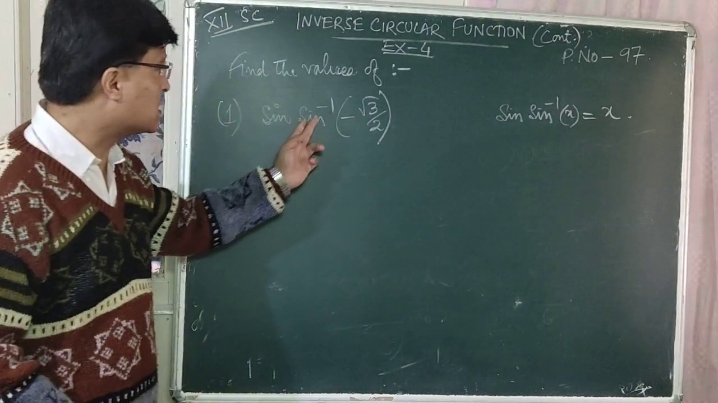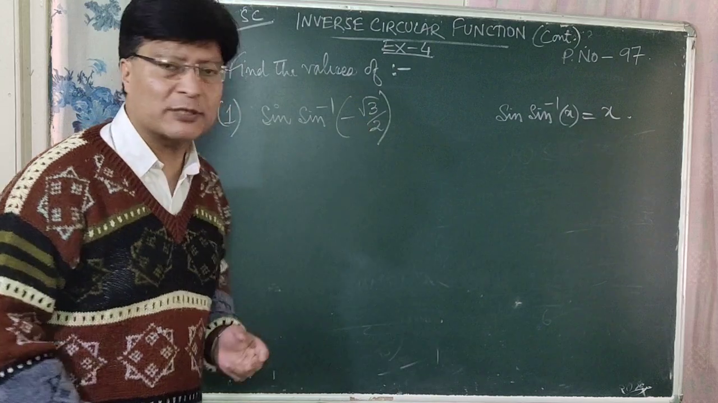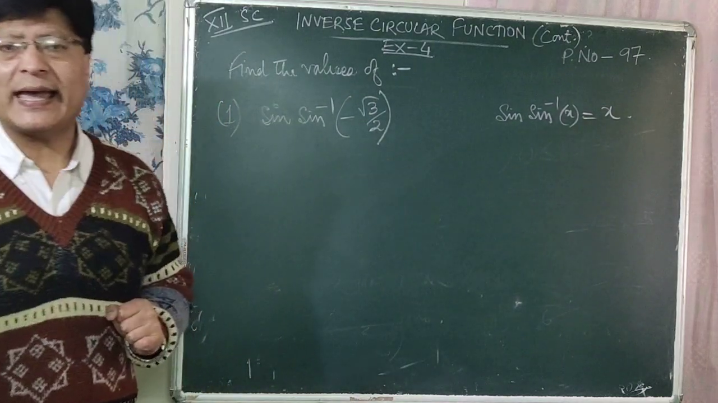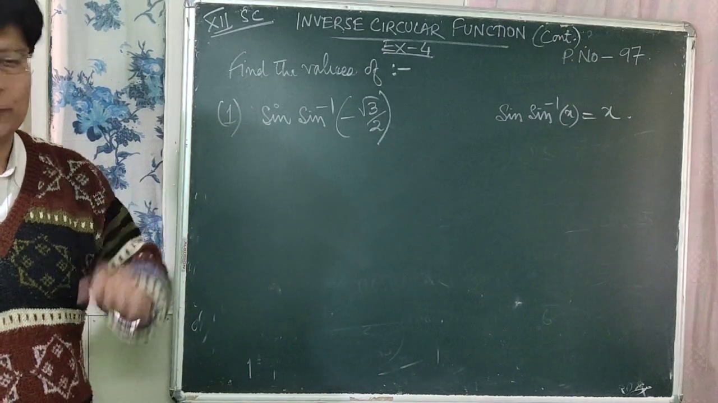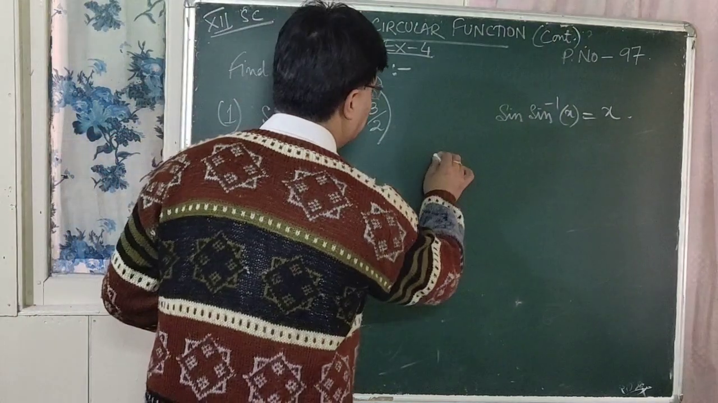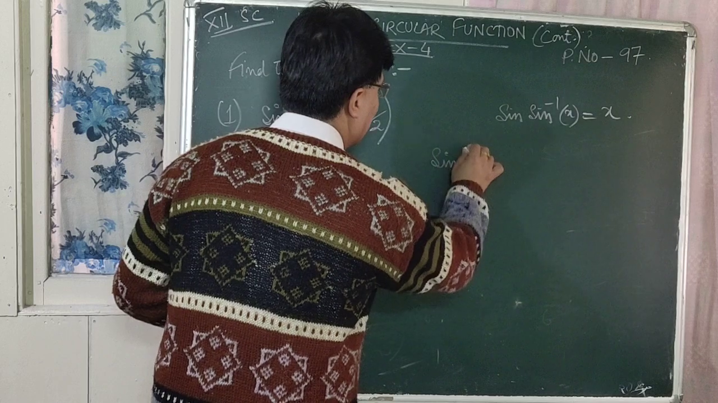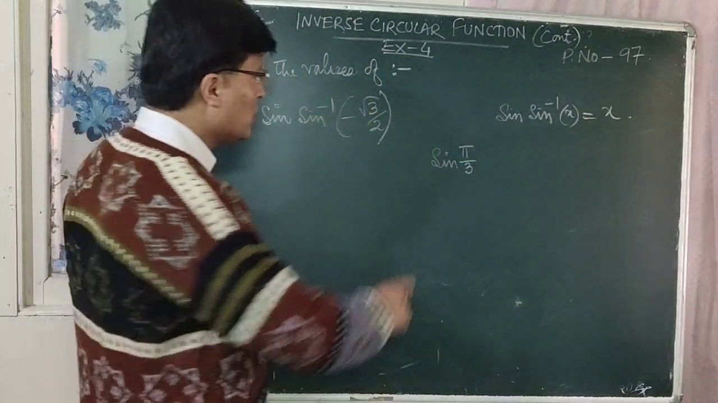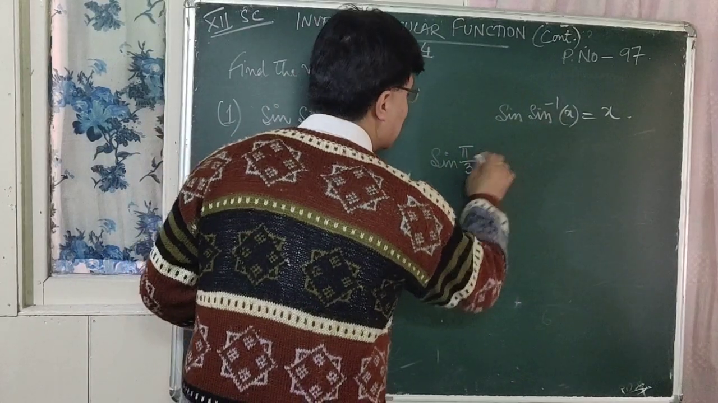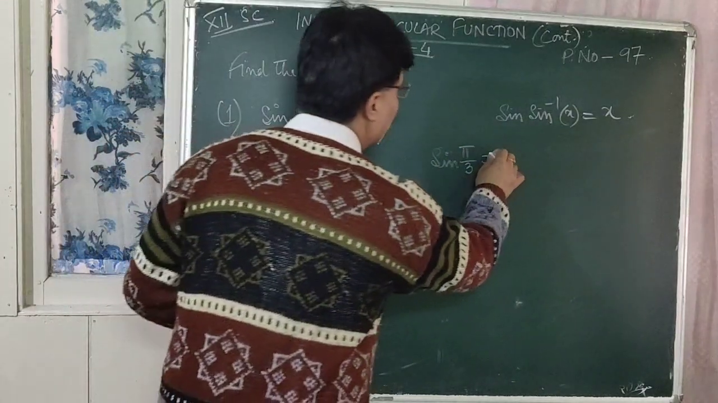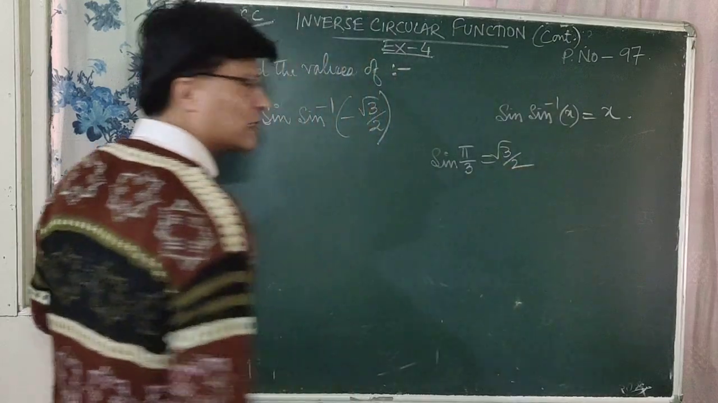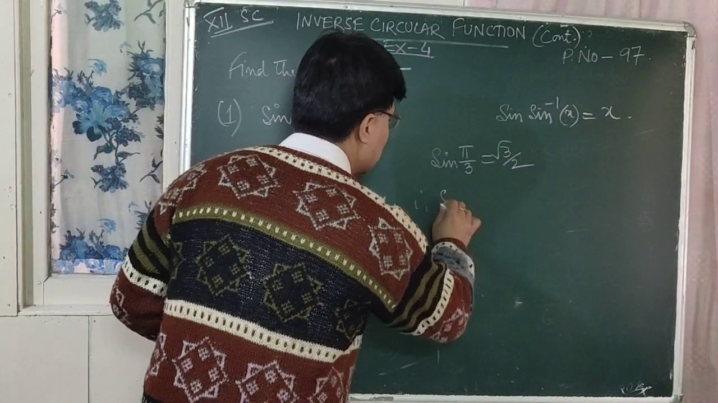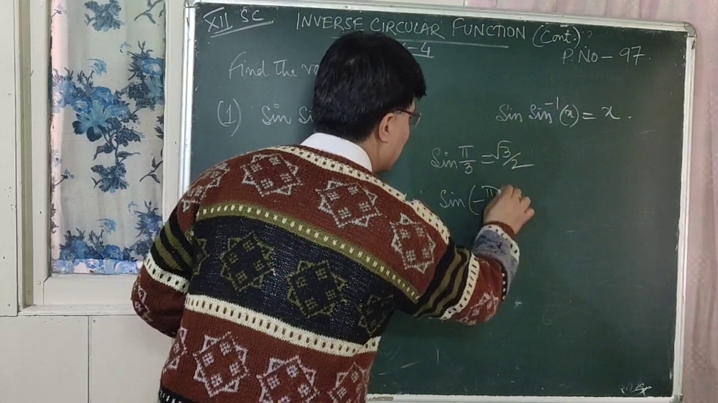So if this is sine inverse, you should write it in terms of sine. Sine of which angle is minus root 3 by 2? You know that sine pi by 3, what is pi by 3? 60 degree. So sine 60 degree is root 3 by 2, right? But there is a negative sign. So what we will do here is, let us find out the value for sine of minus pi by 3.